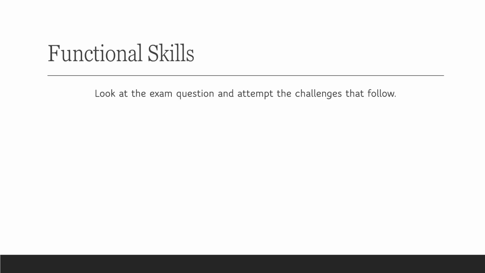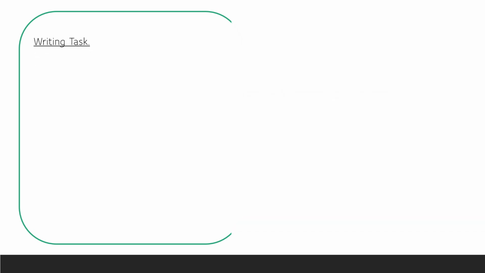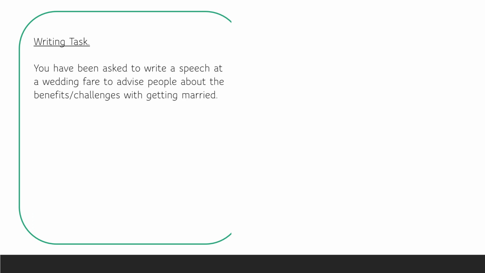Look at the exam question and attempt the challenges that follow. So what we're going to do now, we're going to use all the things that we've thought about so far, and we're going to try and apply it to our exam response. So this is a typical kind of writing task that you'll be facing within functional skills. What you'll get first is essentially a scenario and something just to tell you about the kind of situation that they want you to write about.